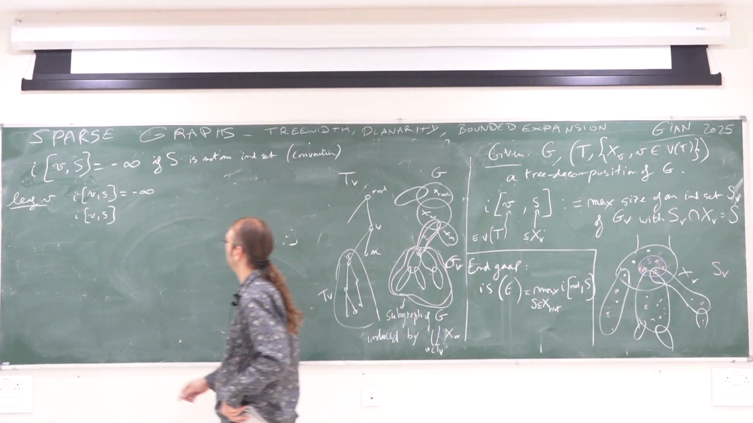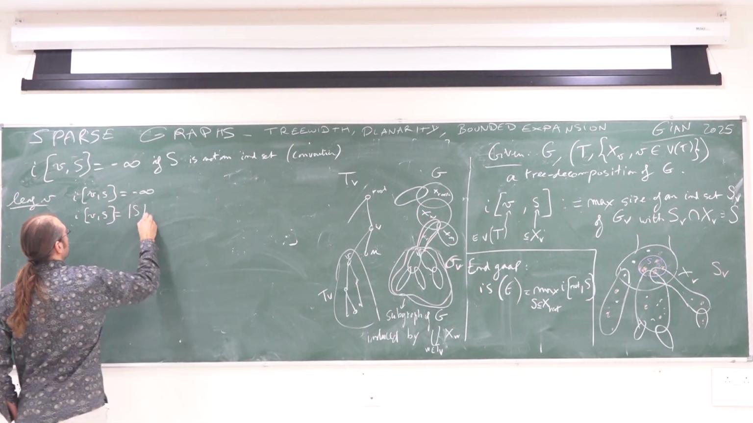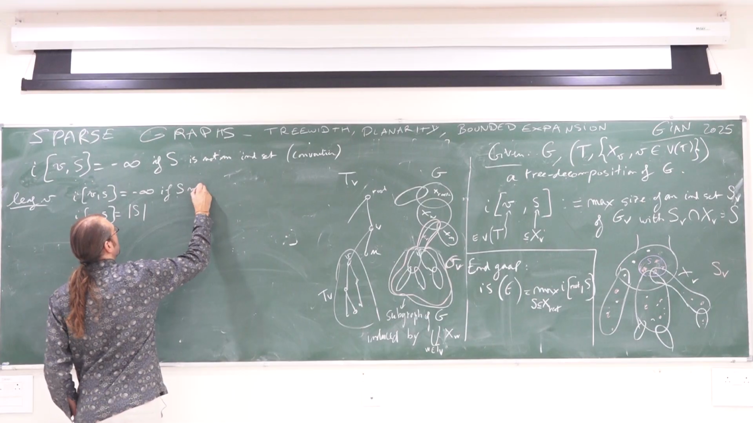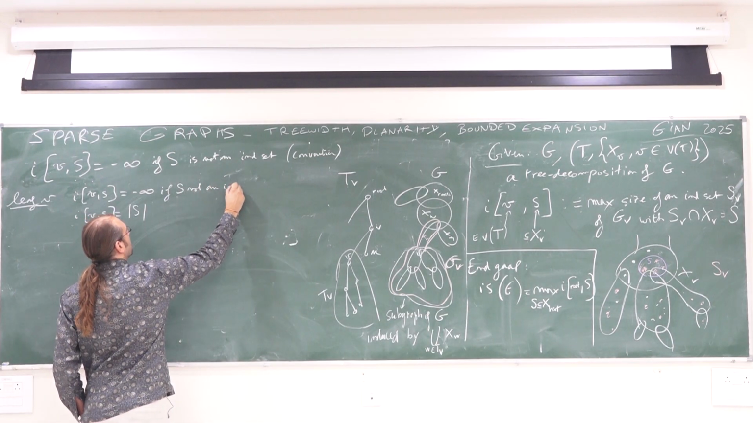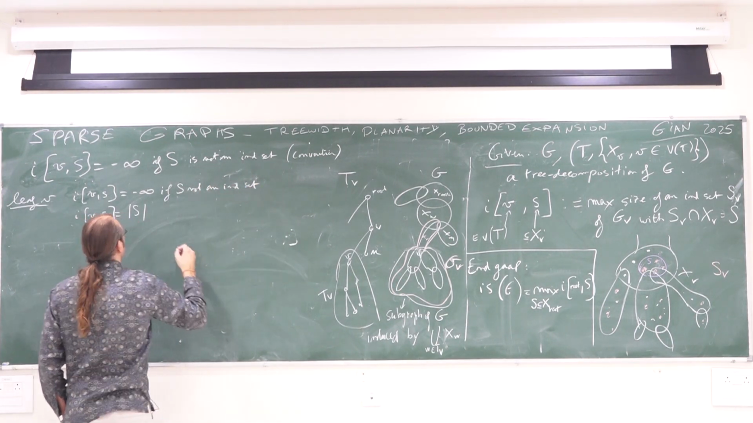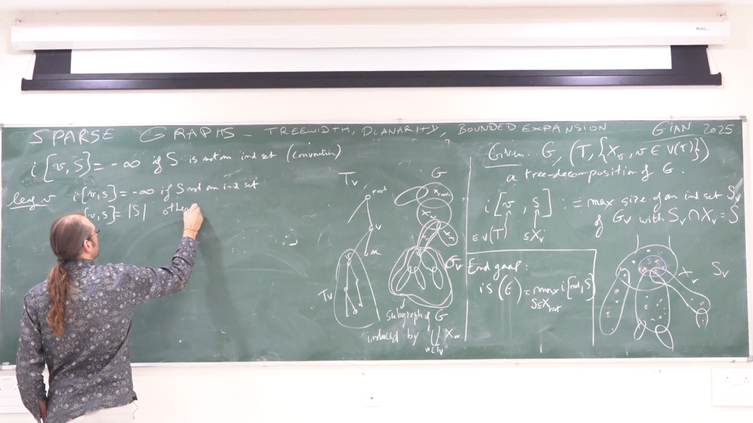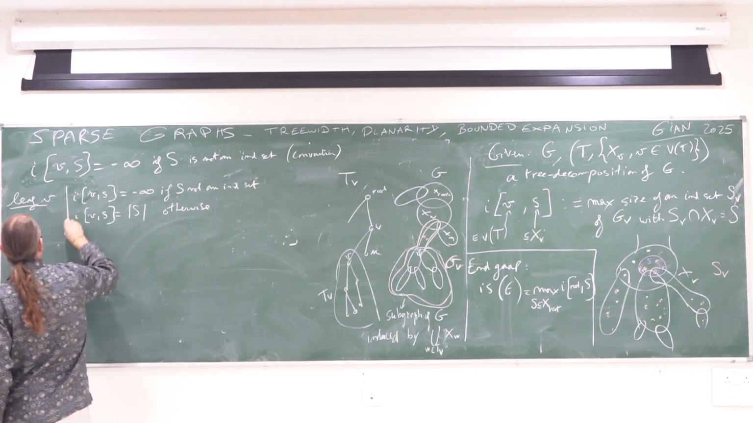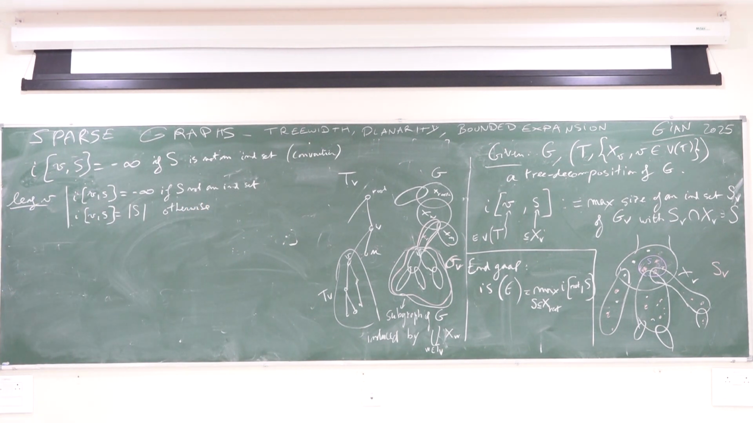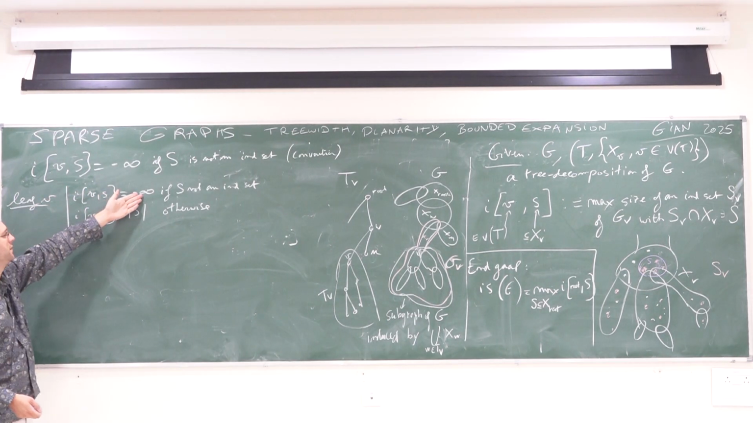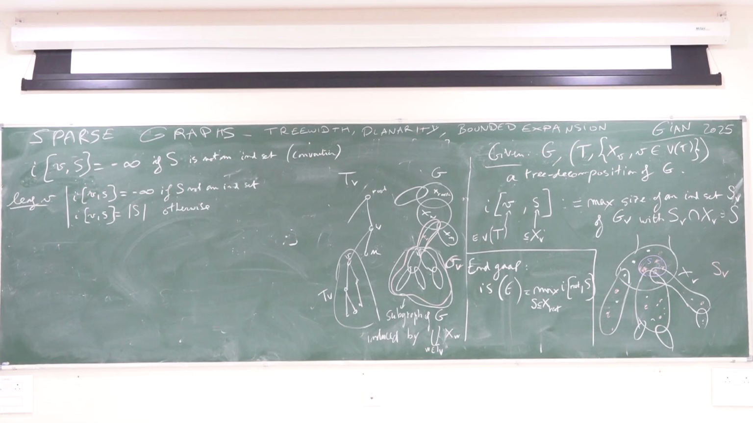So for a leaf, these are trivial. I just have to check whether yes, it is an independent set, or no. I have no choice, and my whole G_V is the bag. So either it is not an independent set, then I say there's infinity, otherwise it is the size of S.